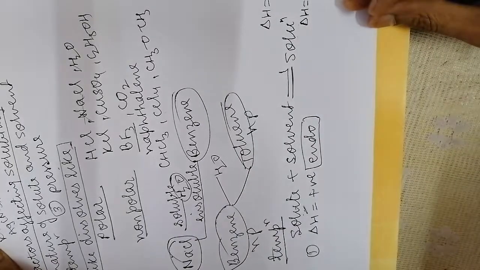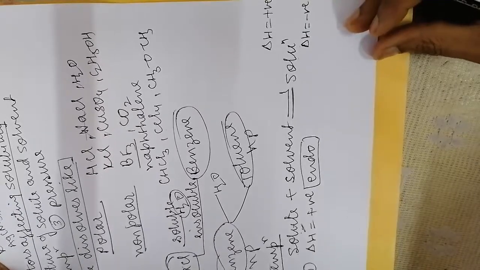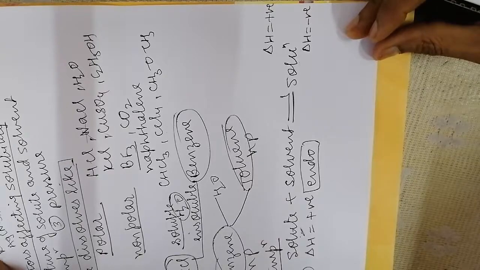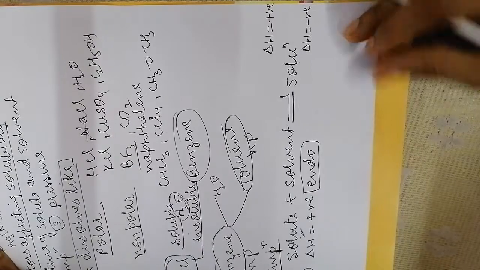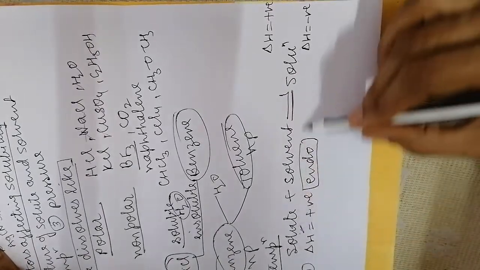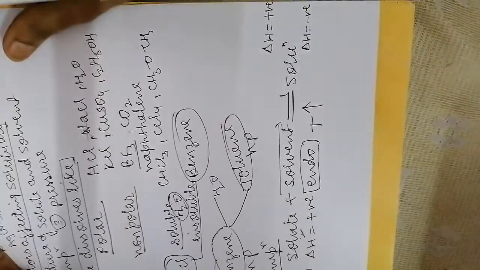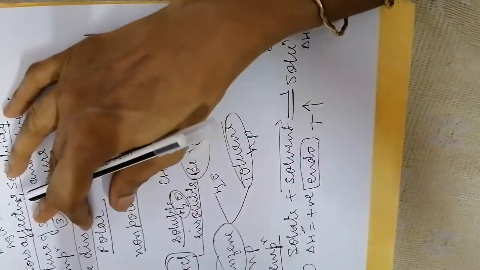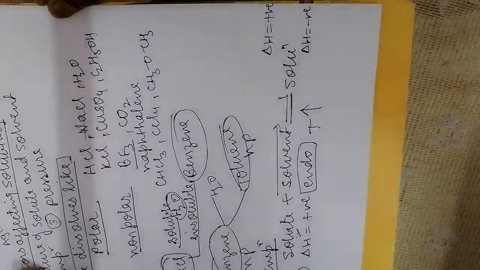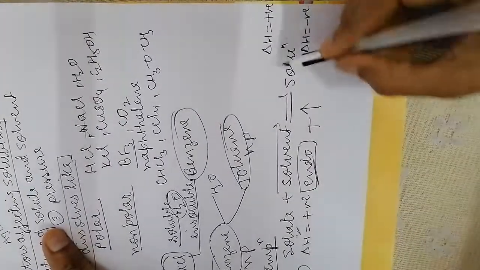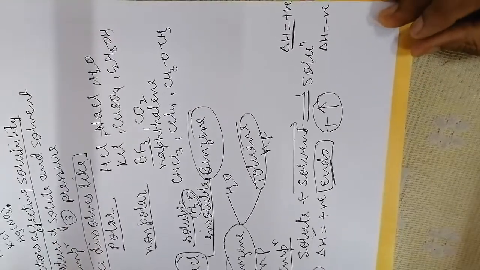What happens if this is endothermic? According to Le Chatelier's principle, if the process is endothermic and we increase the temperature, equilibrium will shift in the forward direction. So if you want to dissolve more solute, if you want to move this reaction in the forward direction, temperature should be increased. So if we increase the temperature, more solute will be dissolved in solvent and solubility increases. For an endothermic dissolution, an increase in temperature is favorable for more solubility.